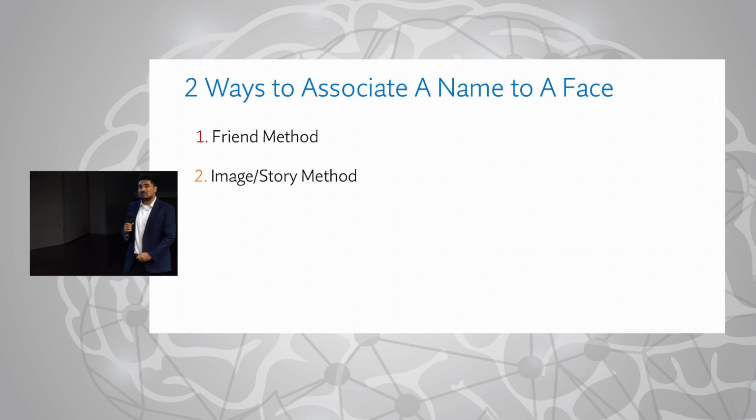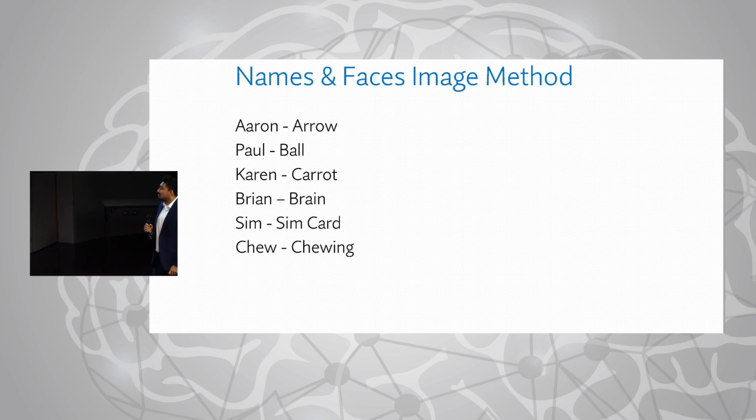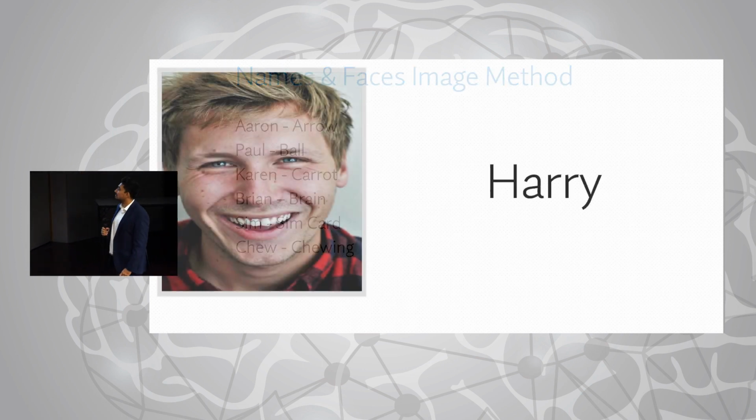Image, what is image? Aaron, every Aaron is an arrow straight to the face, it doesn't matter. So you see him 2 years from now, you see the arrow sticking out. Aaron, how are you? You good? Paul is a ball. Every Paul is a ball. Every Karen is a carrot. You make your own if you want. Brian, brain. Mr. SIM card, always with the SIM card on his forehead. Mr. Chew is always chewing.